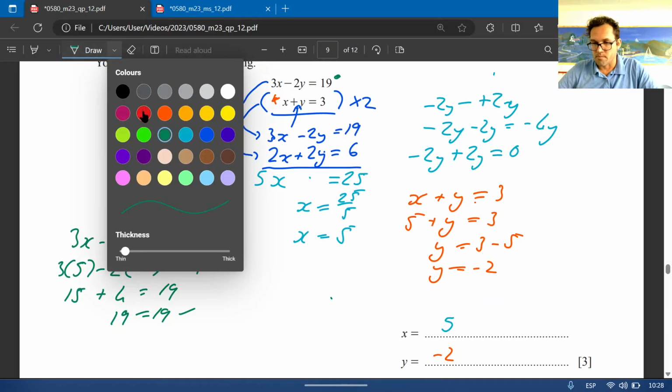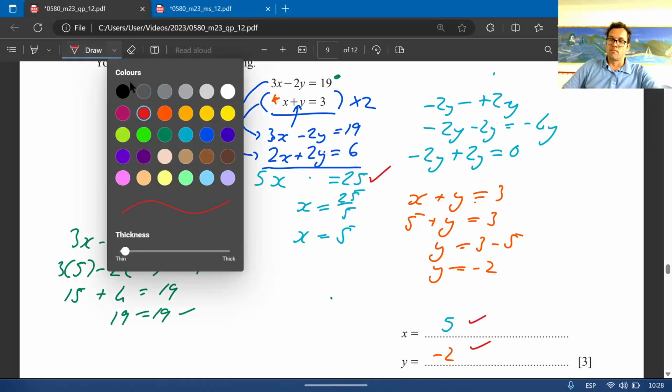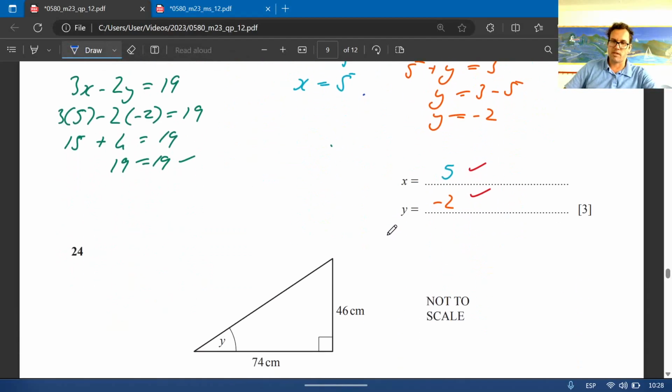You get a mark here for eliminating the y. We could have done the x, and then a mark for each correct answer. Like I said, you could have eliminated the x's first. Too lazy to do both.